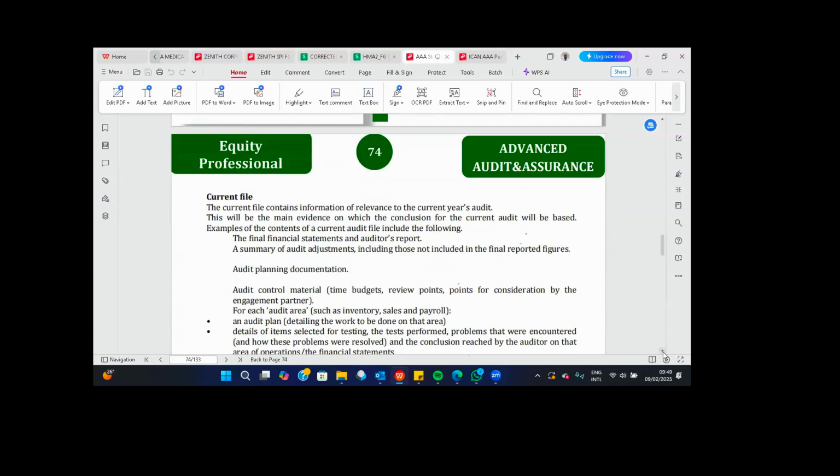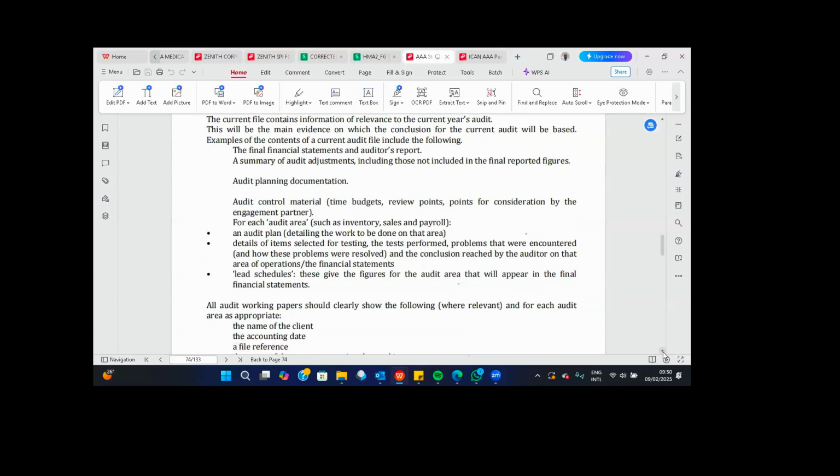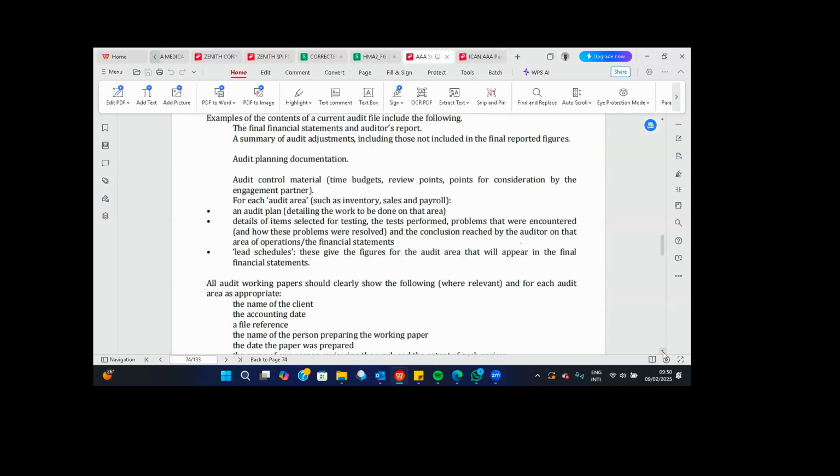Five, details of items for testing, their results, the tests performed and the results obtained. Okay. Then lastly, you have the accounting schedules, all those schedules, purchase schedule, sales schedule, all those schedules you have contained there. Okay. Those are the types of the audit file. Any question? Any comment?